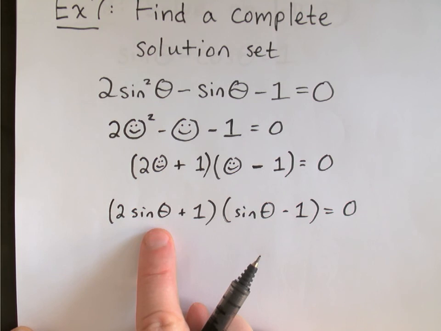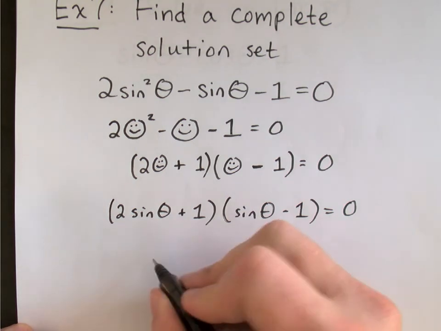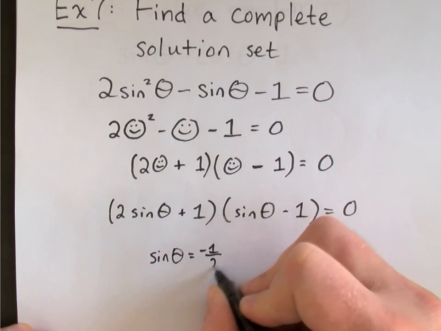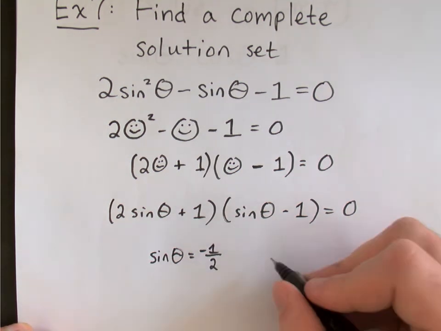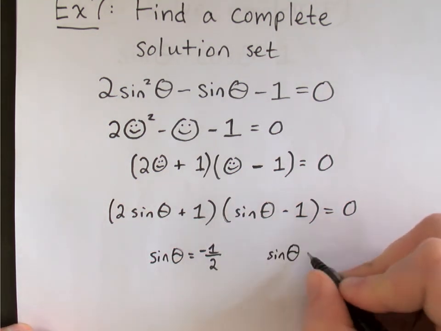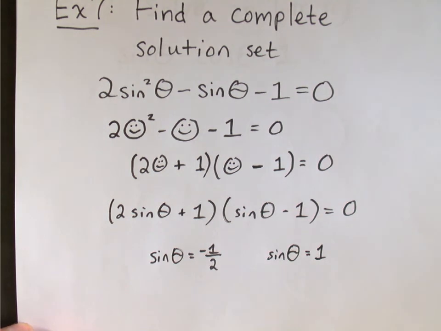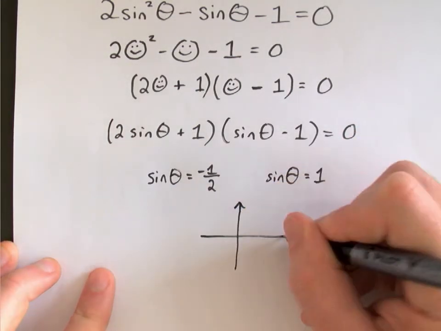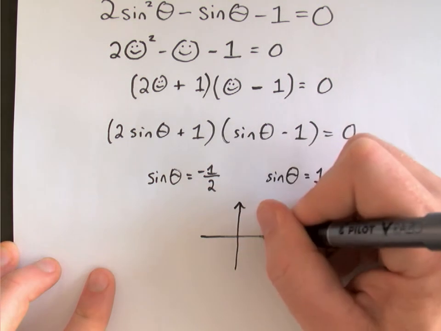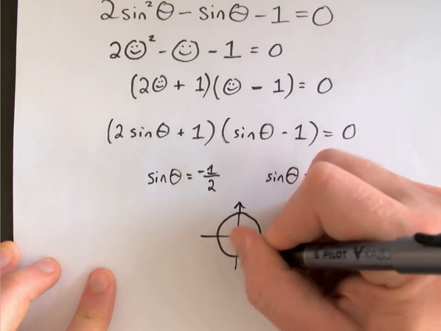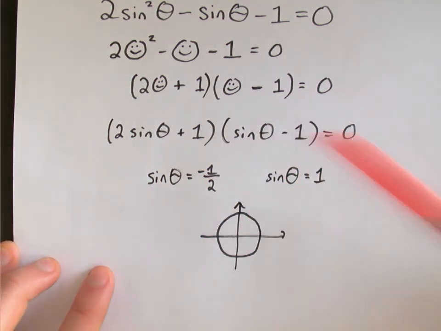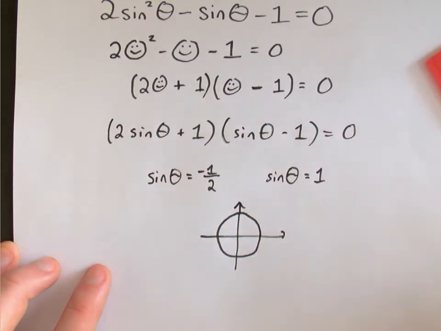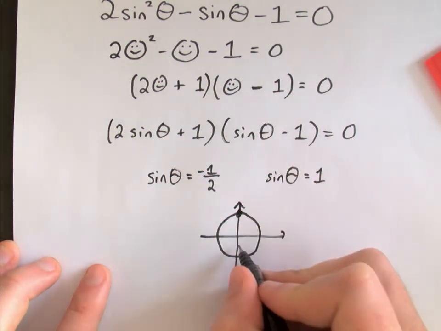So if 2 sine theta plus 1 is 0, that means sine theta will equal negative 1/2. And if sine theta minus 1 is 0, that means sine theta equals 1. These will both lead to solutions. I'm going to show them all on my unit circle. We want to know where y is either equal to 1 or y is equal to negative 1/2. Okay, y is equal to 1 up here and negative 1/2 down here. So highlight that point. Here's negative 1/2.